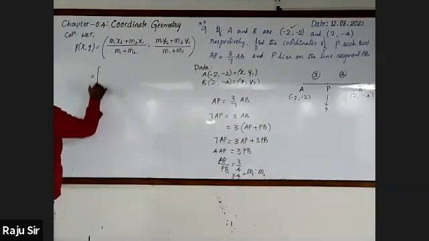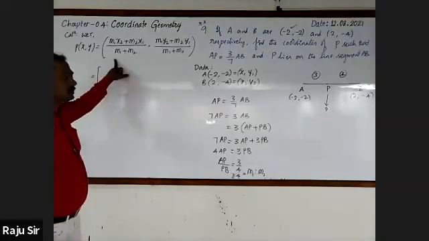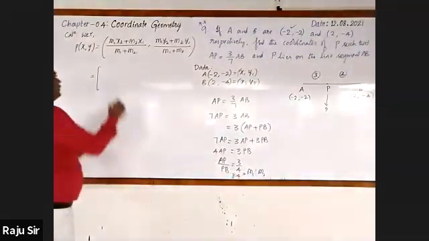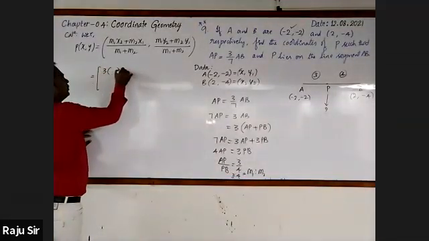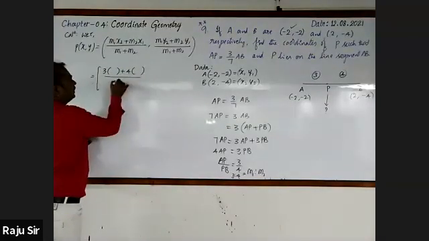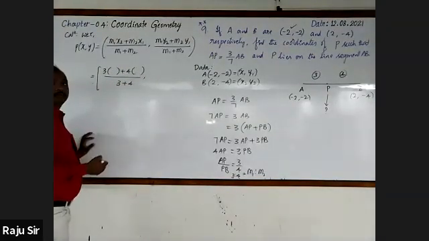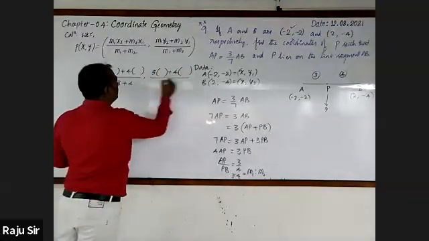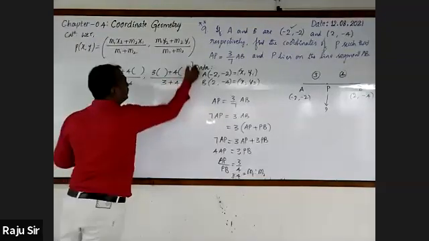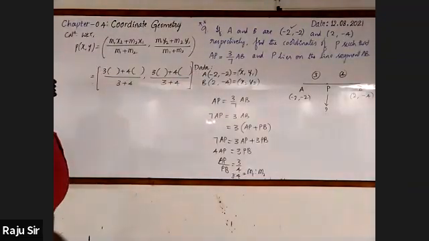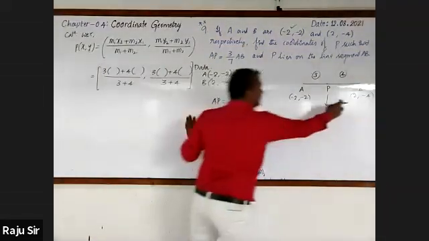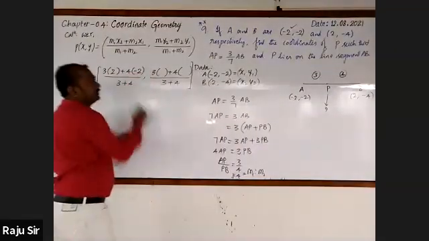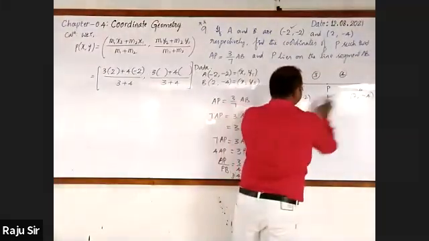Let us substitute M1 and M2, where M1 is 3 and M2 is 4. 3 into x2 plus 4 into x1 by 3 plus 4. Again, 3 into y2 plus 4 into y1 by 3 plus 4. Substitute here x2, x1: 2, minus 2. Next, y2, y1: minus 4, minus 2.